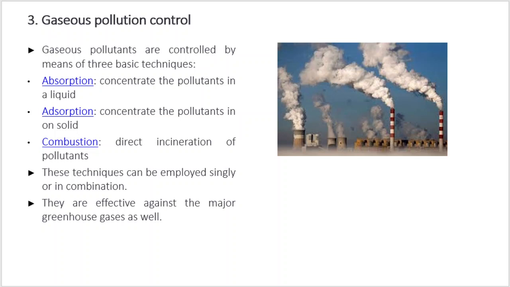Gaseous pollutants are controlled by means of three basic techniques: absorption, adsorption, and combustion. So first, absorption means to concentrate the pollutants in a liquid. Adsorption means to concentrate the pollutants on a solid, and combustion means direct incineration of pollutants. These techniques can be employed singly or in combination. They are effective against the major greenhouse gases as well.